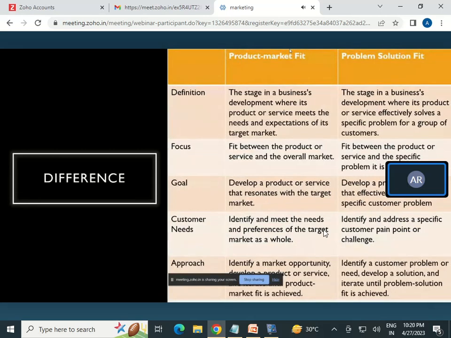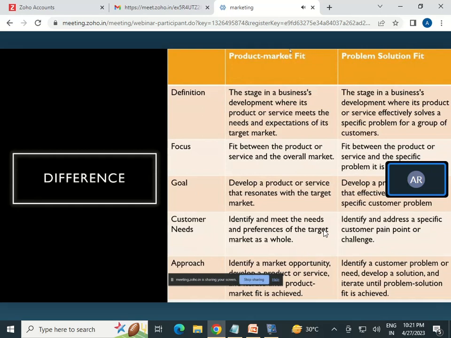On the basis of definition, of course, we have seen it, that product market fit is the stage in business development where the product or service meets the needs and expectations of its target market, right? And here a group of customers is the target market for product market fit, and problem solution fit is solving a problem for a group of customers, right? Then focus: product market fit is the fit between the product or service and an overall market. And here we fit the product or service to a specific problem it is designed to solve, right?